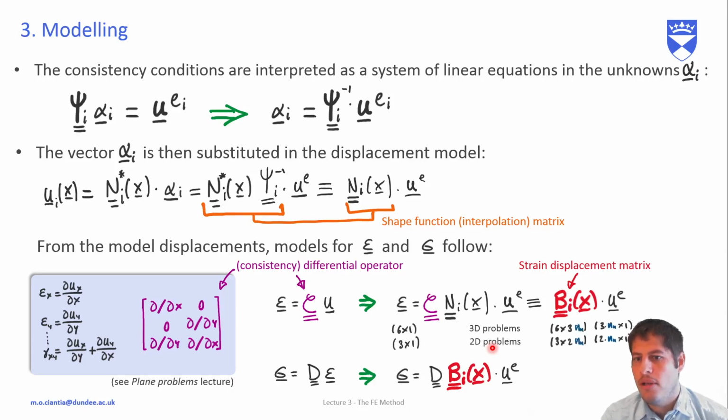So in 2D problems, these are the dimensions: 3 times 1 for epsilon x, epsilon y, gamma xy, and then this is the dimension of the B matrix, okay? 3 times 2, the number of nodes of the element type you're using. So in case we are using 3-noded elements, we have 3 times 2 times 3, so 6, okay?